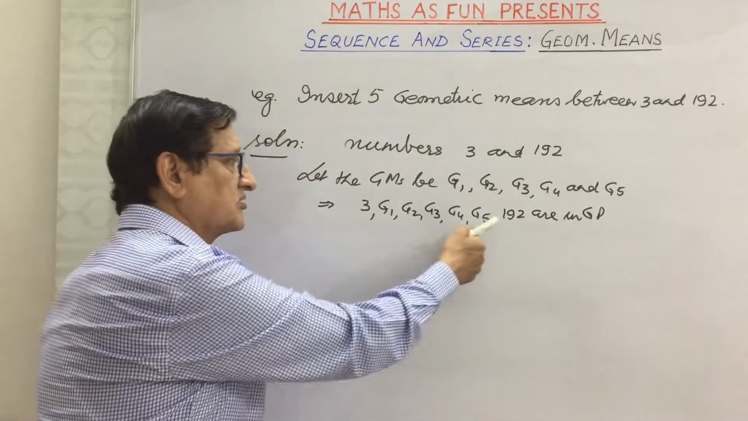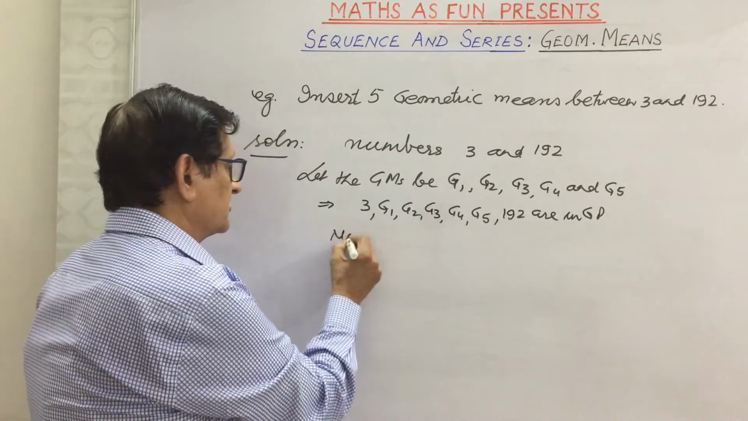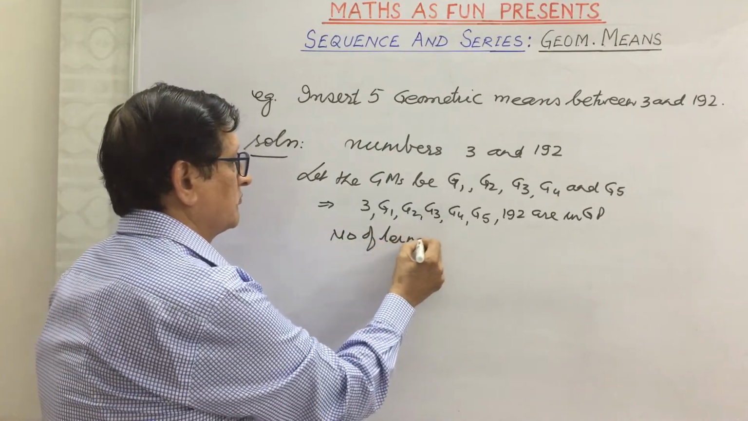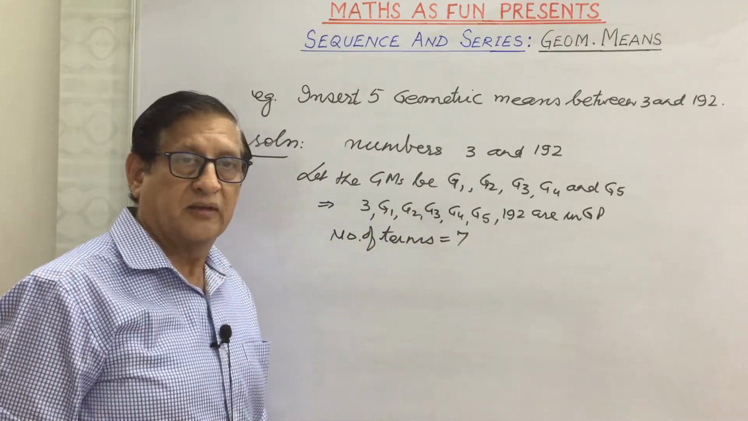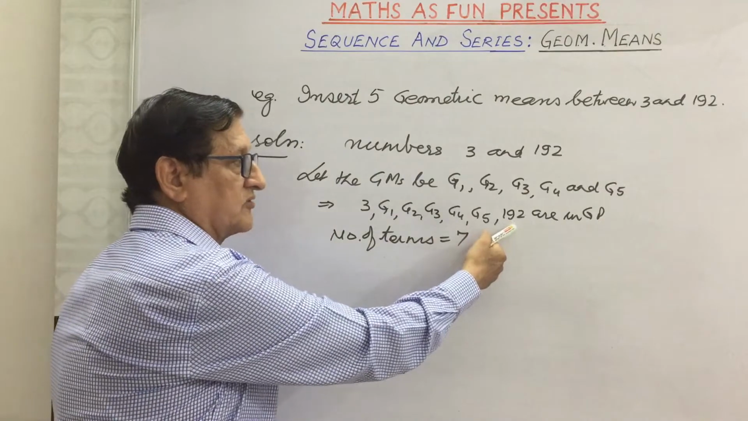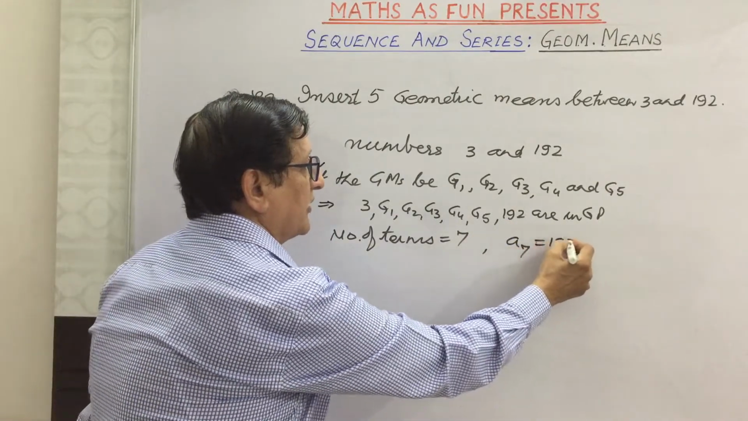We can see here there are 7 terms in this. Number of terms is equal to 7. And what is the 7th term? That is 192. 7th term is 192.